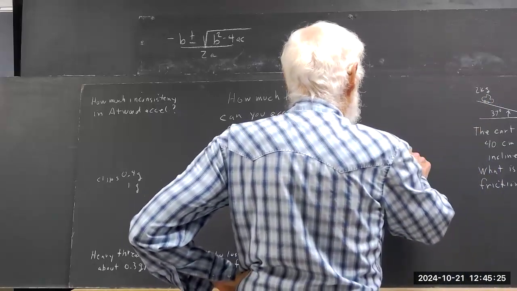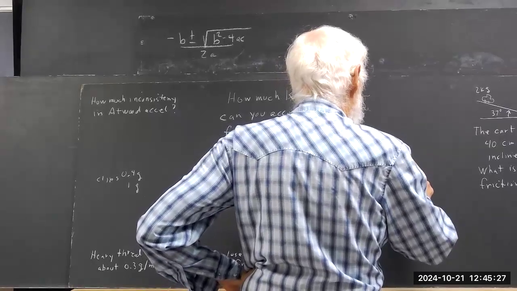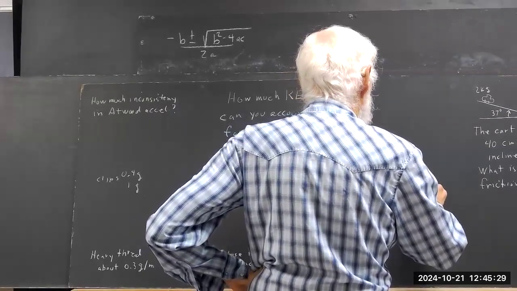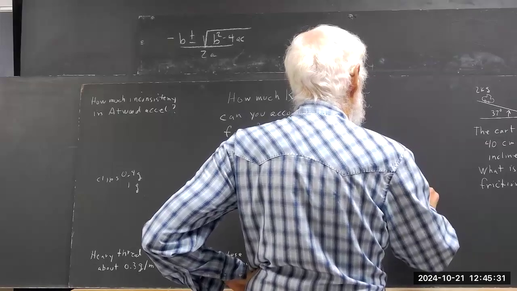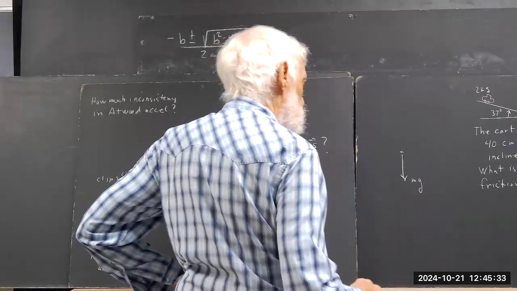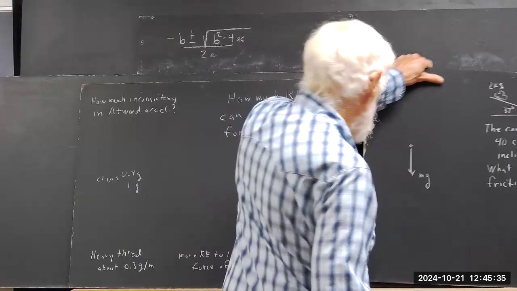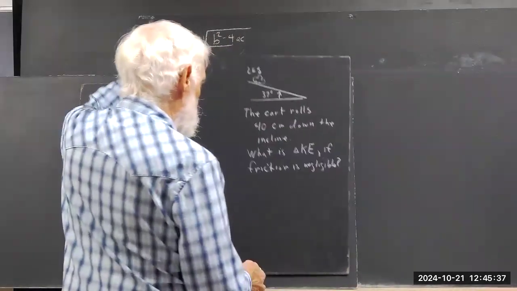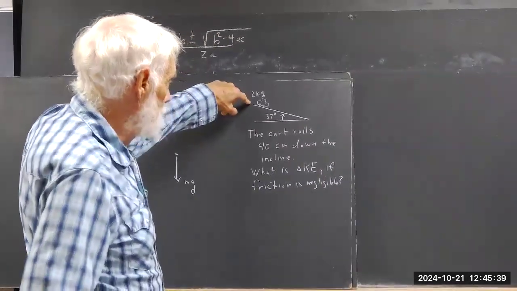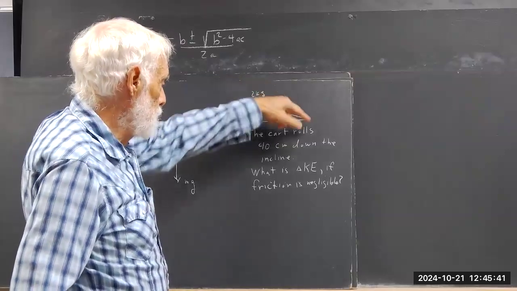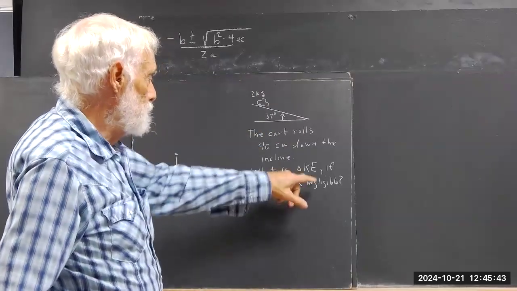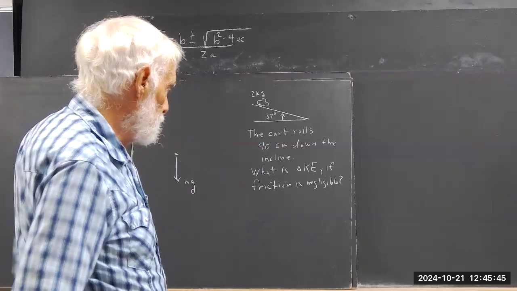If you do a free body diagram, you've got mg acting downwards. And of course, what we have is a problem that says: a 2 kilogram car rolls 40 centimeters down the incline. What's the change in kinetic energy if friction is negligible?